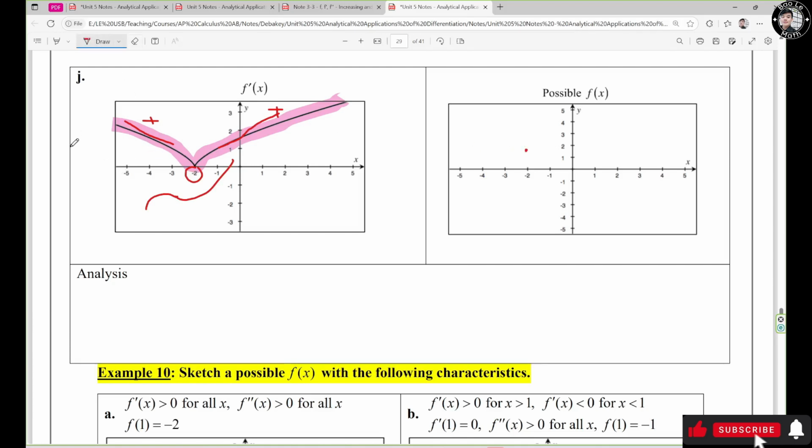Now from negative infinity to negative 2, the function f prime of s is above the axis, so the function f of s should be increasing, right? So it could be something like this. And from negative 2 to positive infinity, it's still increasing, right? So it could be like this.